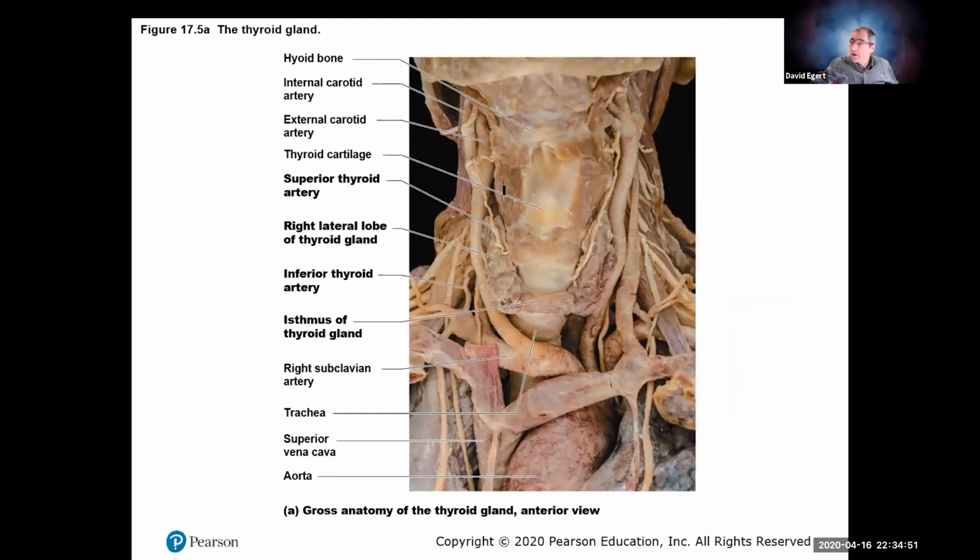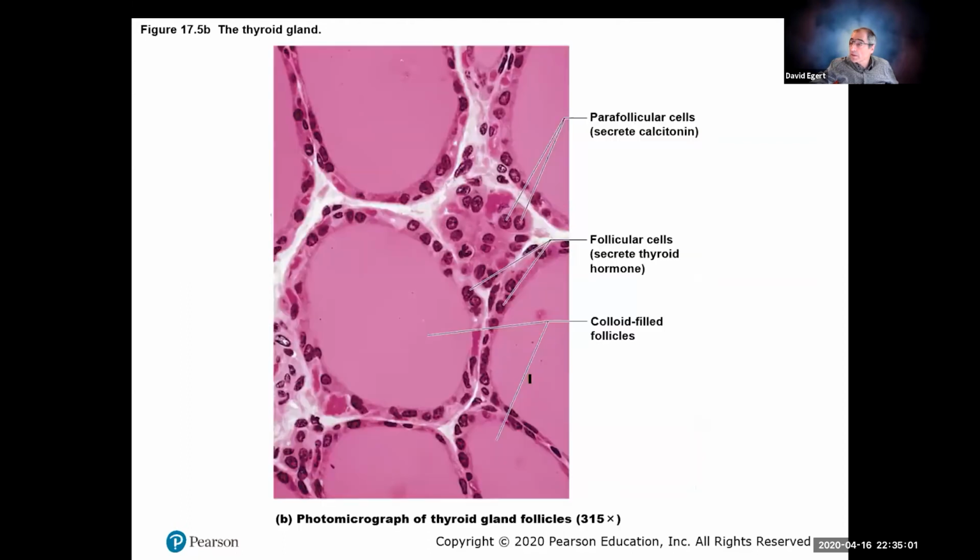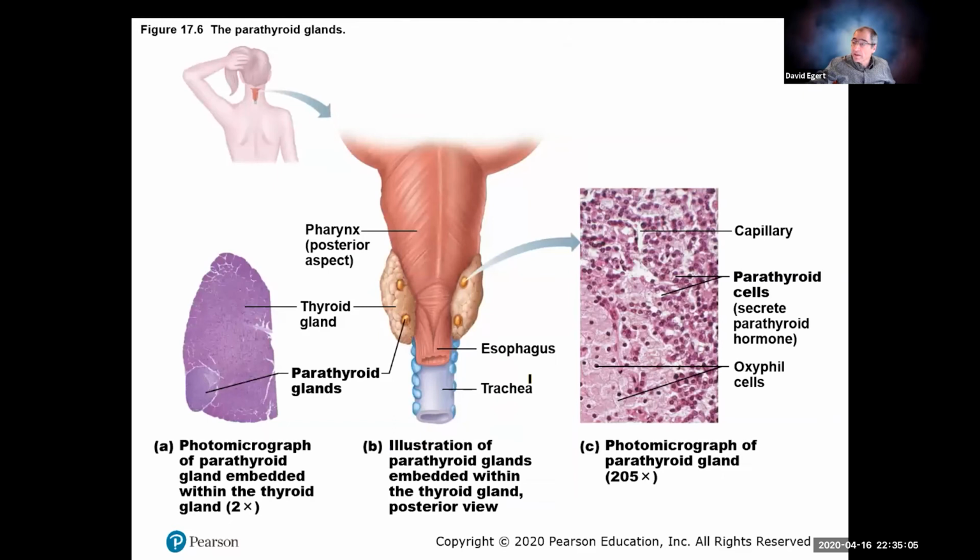This is showing the thyroid gland here, sitting like a little bow tie right below the larynx. Another picture showing the thyroid gland. Again, parathyroid glands looking like little dots on the rear side of the thyroid gland.